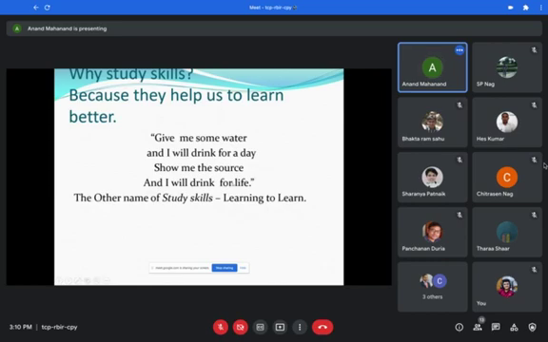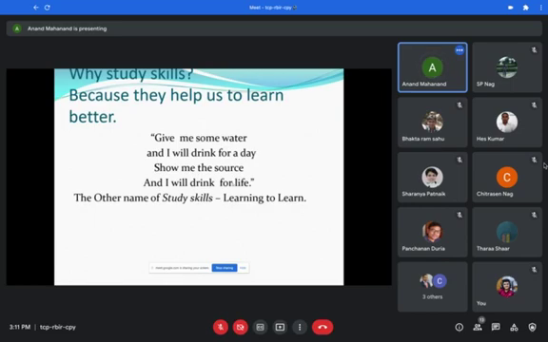All right. So study skills are learning skills. As they say in a Chinese proverb, give me a fish and I will have it for a day. Teach me to fish, I will live for entire life. I will fish for entire life, so I will earn a livelihood for myself. Like that, give me some water, I will drink for a day. Show me the source and I will drink for life.